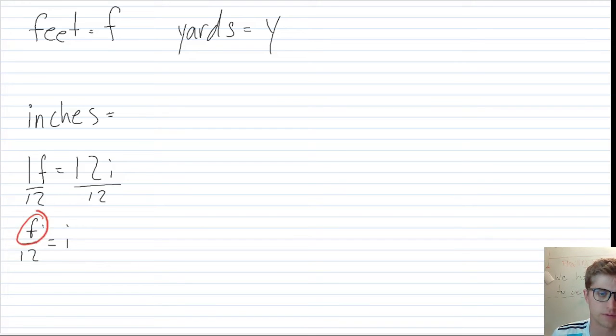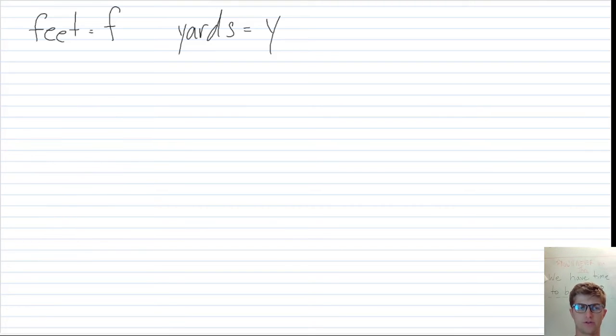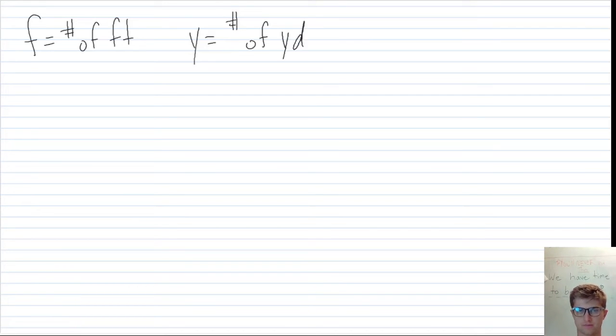The number of feet we have divided by, this is what happens when you do things wrong. I made a mistake. Please hold. Okay, what we want to do is change our phrasing. So, f equals the number of feet we have. Okay? y equals the number of yards we have. And then i equals the number of inches we have. This is the important distinction we need.